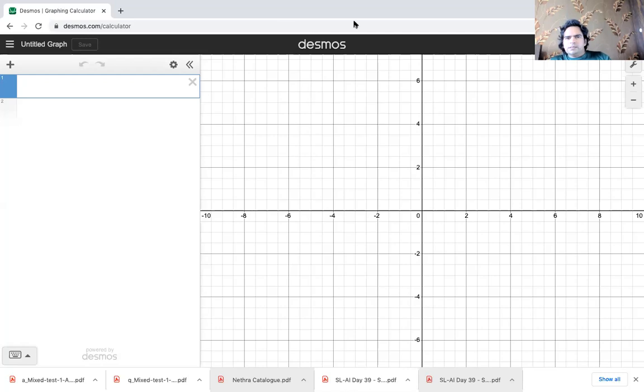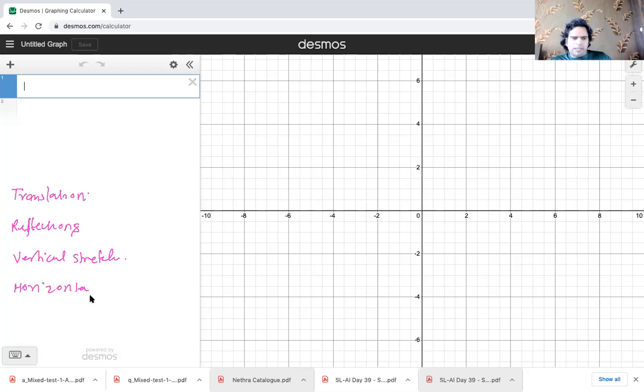Okay, so as far as the transformations in international math are concerned, one is the translation, which you will get most frequently. Then you have your reflections, so reflections across the y-axis or x-axis. We've seen reflections across the x-axis more frequently. Then you see the vertical stretches and horizontal stretches, not very frequent. But still, I'm just going to touch base upon those as well.